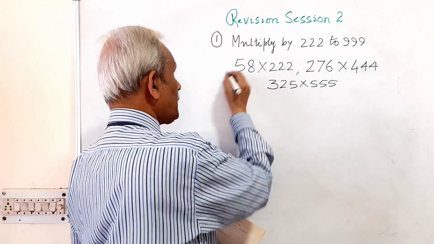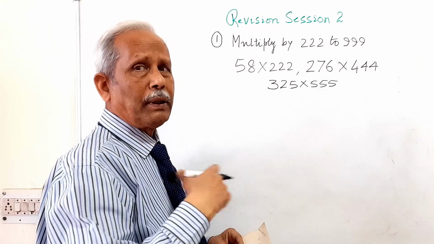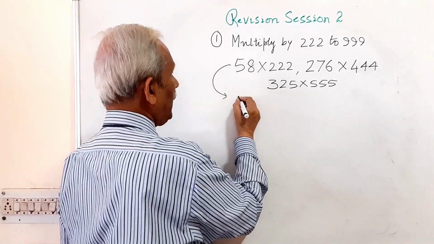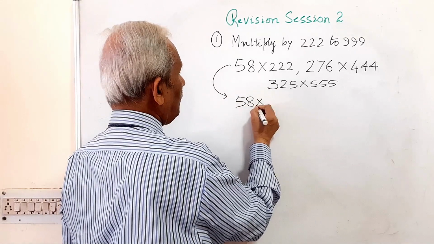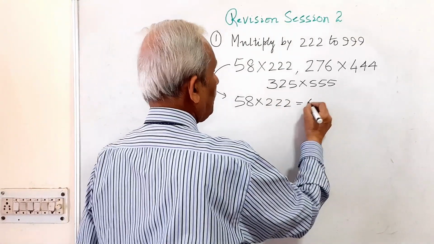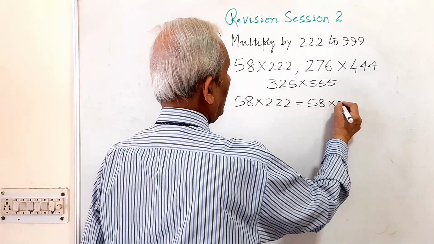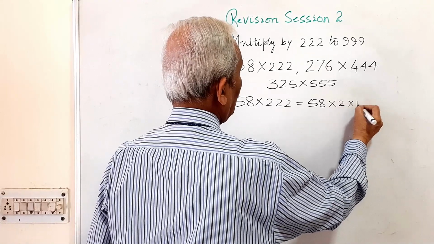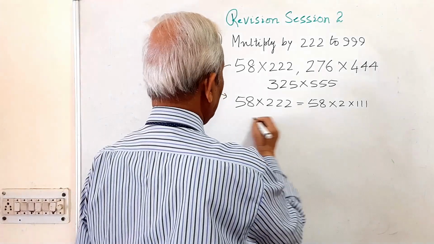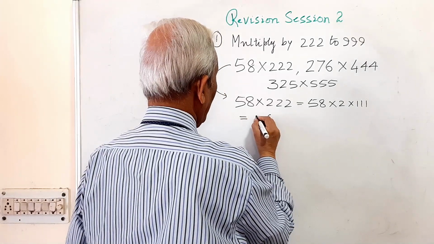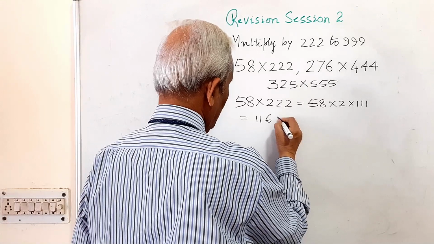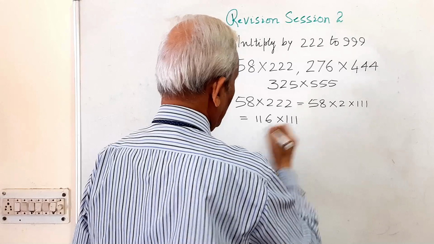So, let's take the first question. I hope by now you have already tried your questions. Let us now do it. The first question, 58 into 222. 58 into 222 can be written as 58 into 2 into 111. And this is equal to how much? 116 into 111. So let's multiply this.